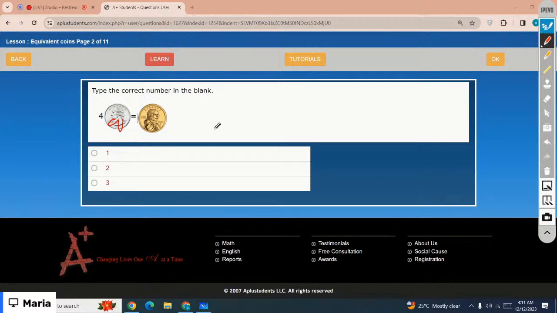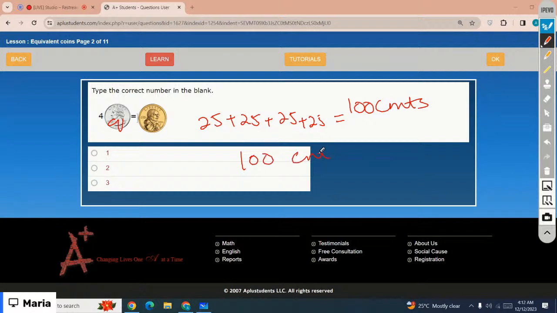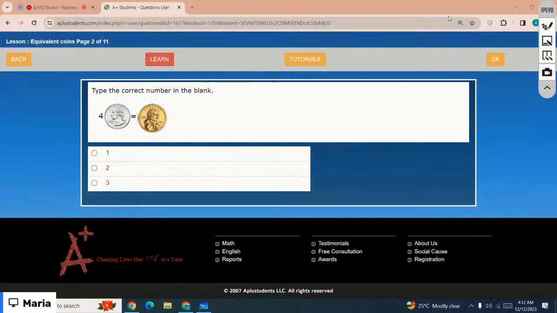That's the same example we did in the tutorial, because the dollar costs 100 cents, right? And each quarter has 25. So 25 plus 25 plus 25 plus 25, together make 100 cents. So 4 quarter coins make $1. The correct option is $1.